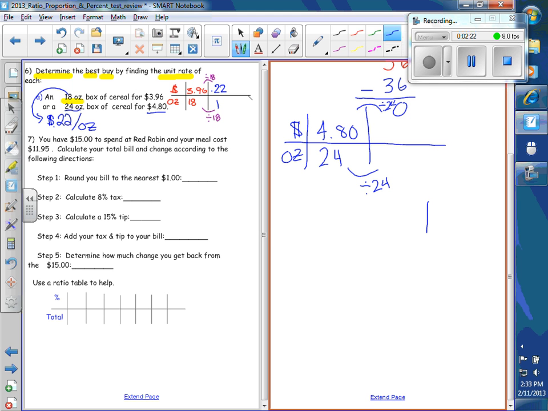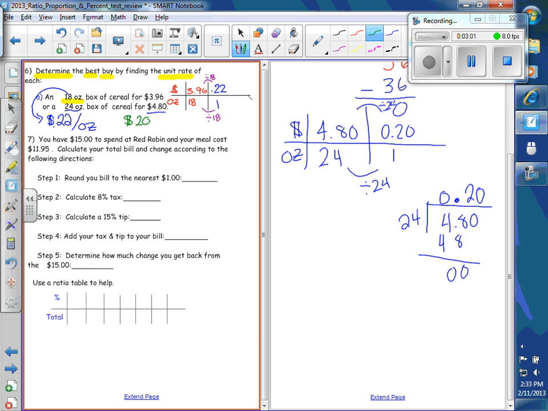So again, this is a good way to think of a long division problem. It's not too hard of one because 24 doesn't go into 4, so we put a 0 here. But how many times does 24 go into 48? 2, right. So you put a 2 there. And then you subtract and you get a 0. Bring down the 0. So 24 doesn't go into 0, so you put a 0. So your unit rate for this one is 20 cents per ounce. So the second unit rate is 20 cents per ounce.